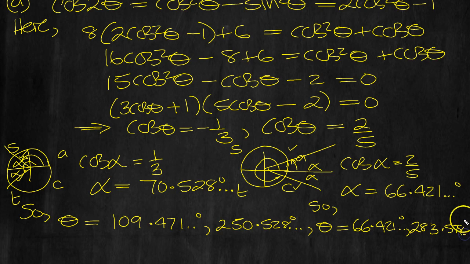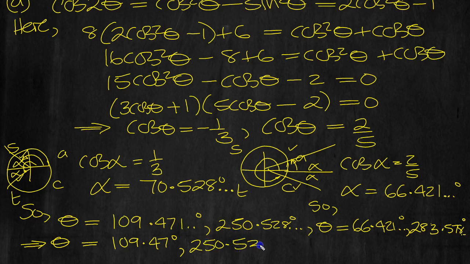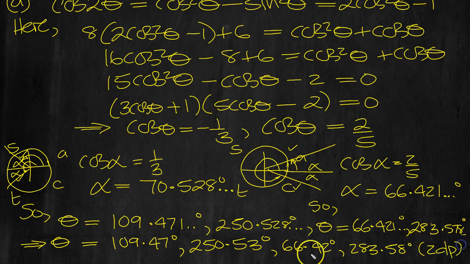0.578 degrees. So our final answer then, let's do it to 2dp: 109.47 degrees, 250.53 degrees, 66.42 degrees, and 283.58 degrees. And that was the 2 decimal places.